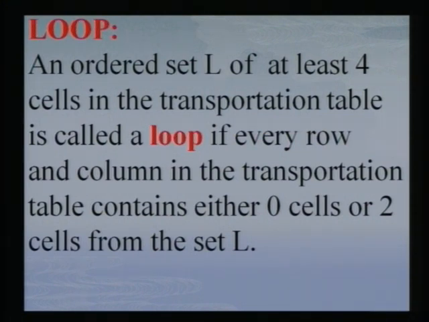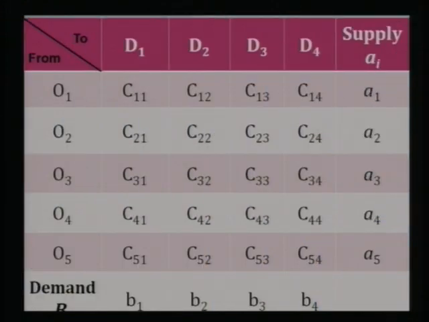Now let us understand this by the transportation table, which you can see on your screen. I have considered a 5 cross 4 type TP, 5 origins and 4 destinations, means 5 supply centers and 4 demand centers. Now let us understand the meaning of loop in this table only. Such a table is called transportation table. Loop means a set of cells. One has to select some cells, not necessarily all cells.